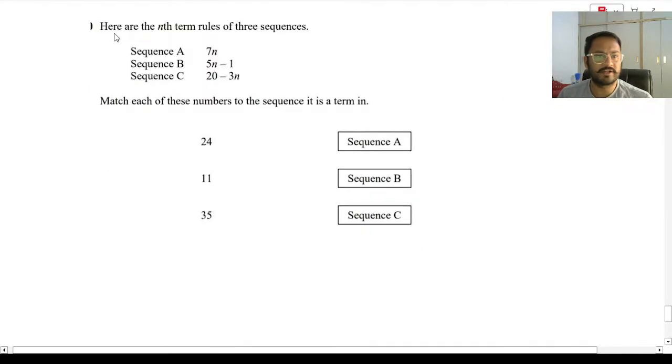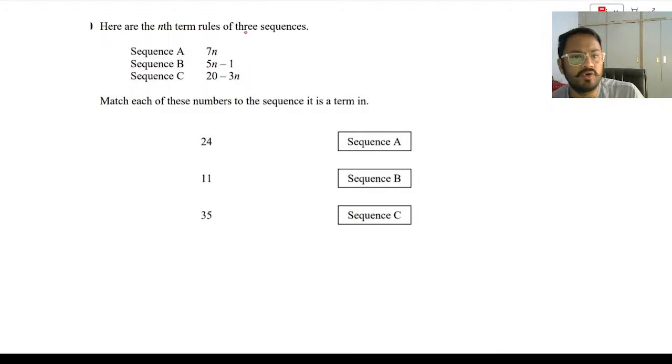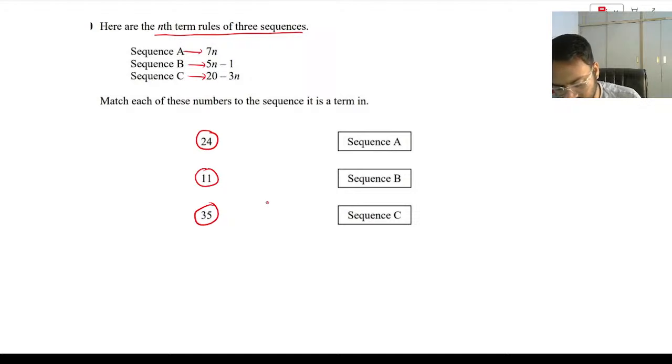Here it is written: here are the n term rules of three sequences. Sequence A's n term rule is 7n, sequence B's n term rule is 5n minus 1, and sequence C's n term rule is 20 minus 3n, right? You need to find which sequence holds which value. Like here, 24 will be held by which sequence, 11 by which sequence, and 35 by which sequence?